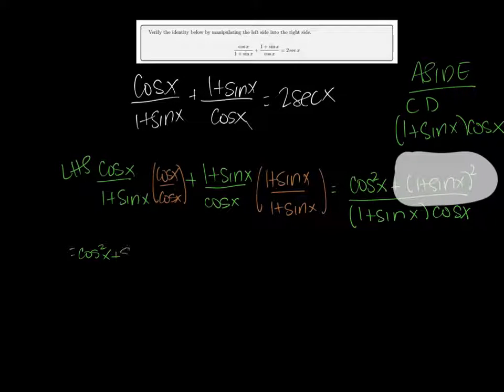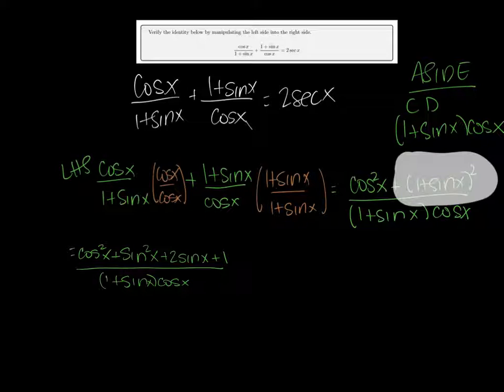plus sine squared x plus 2 sine x plus 1, all divided by (1 plus sine x) times cosine x.